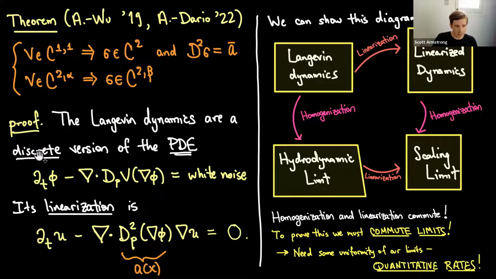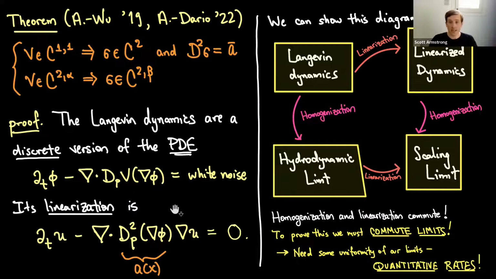If you were to linearize this, its linearization would be a linear parabolic equation in divergence form, but the coefficients would be this matrix, D^2 p V, with the solution of the dynamics plugged into it, which is going to be noisy because of the white noise. So this phi is random and noisy, and you're plugging that in, and this is going to be like a random coefficient field. And it turns out that homogenizing this equation gives you the hydrodynamic limit. That's not news. But homogenizing this equation gives you the fluctuation dissipation relation.